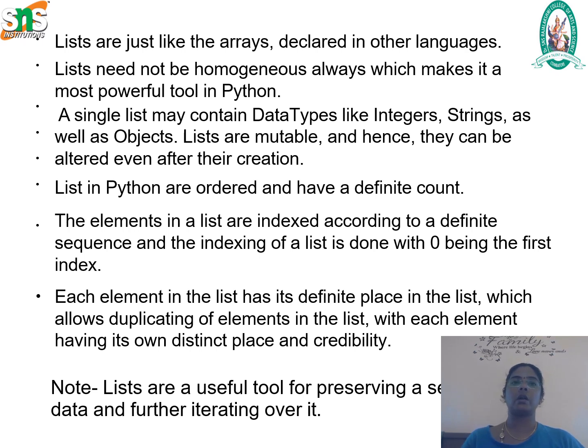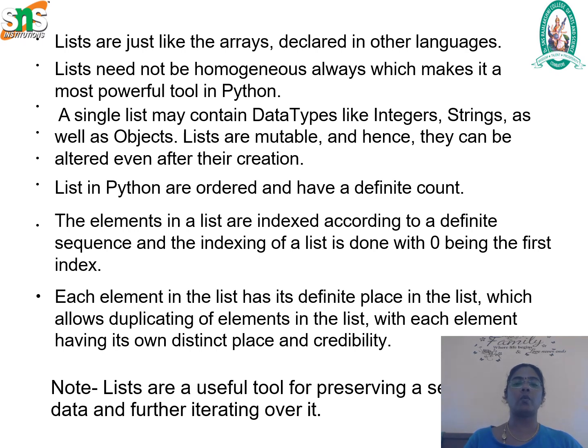Lists and tuples are like the arrays we declared in previous programming languages. Within the list we can use the integer data type, string data type, and also the object data type. They are mutable. After creating the list, we can also change the elements present in it. They are ordered and should have a definite count. We cannot give the list elements indefinitely.